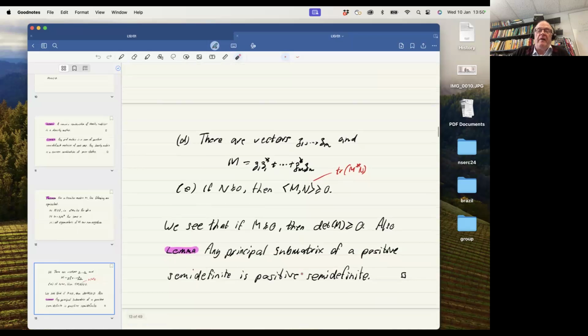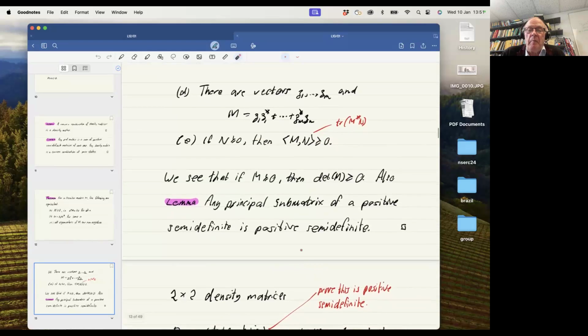Now, because the eigenvalues are non-negative for a positive semi-definite matrix, it follows that the determinant of a positive semi-definite matrix is always non-negative. And it is also true that any principal submatrix of a positive semi-definite matrix is positive semi-definite. So, do I want to make you do that? Maybe I do. Actually, that would be a good exercise, I think.